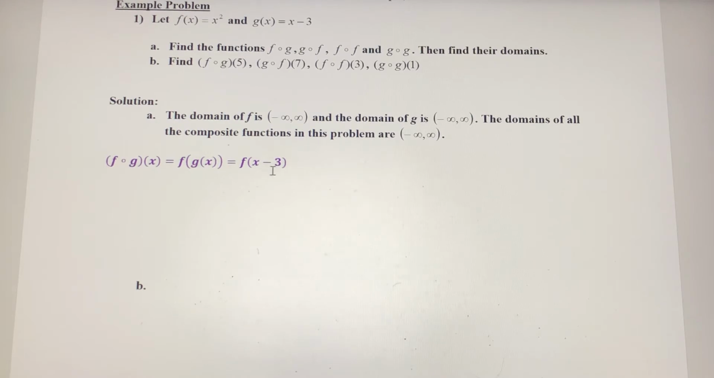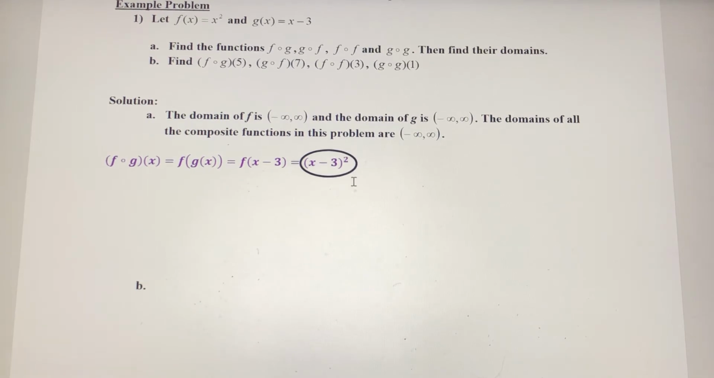Now I'm going to substitute x minus 3 into the given function f. If I replace x with this x minus 3, then I get x minus 3 to the second power. There's no reason to multiply that out. We'll leave it in factored form like that. It's easier to use like this anyway. So that's f of g.